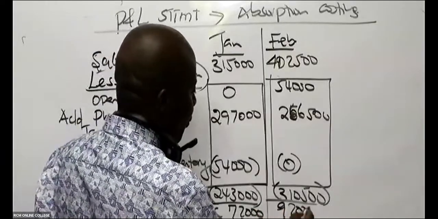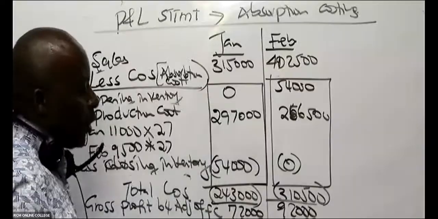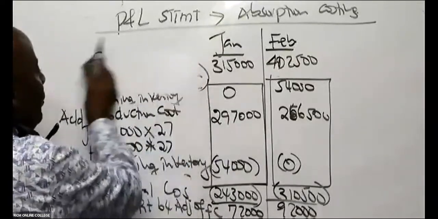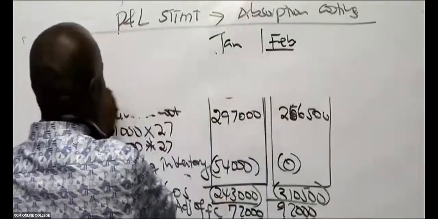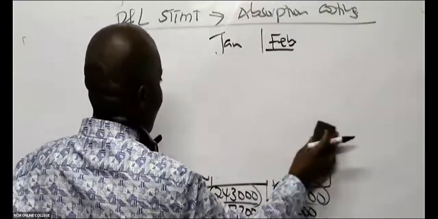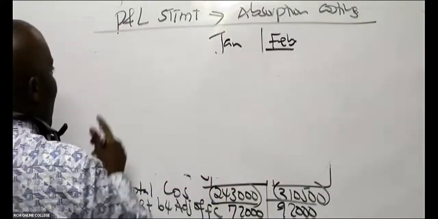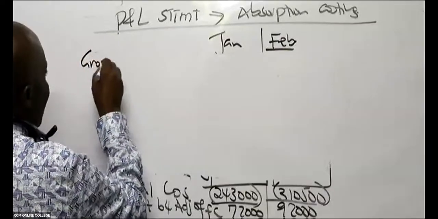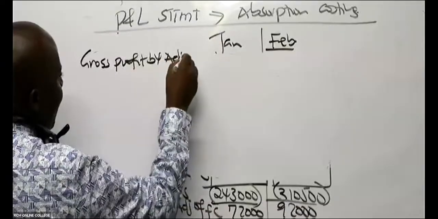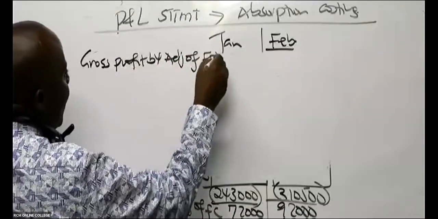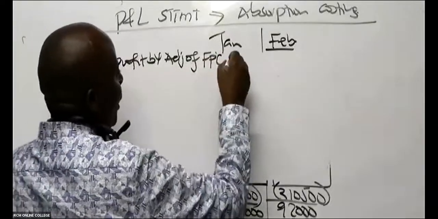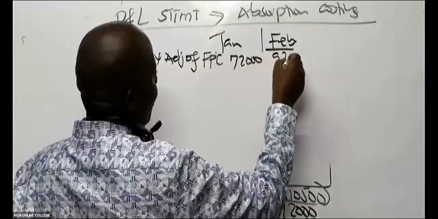92,000. So we have gotten, ladies and gentlemen, here, gross profit before adjustment of fixed production overheads or costs. 72,000, 92,000.